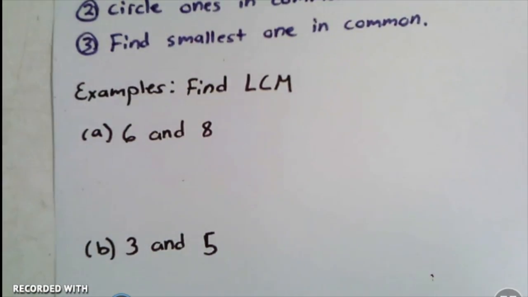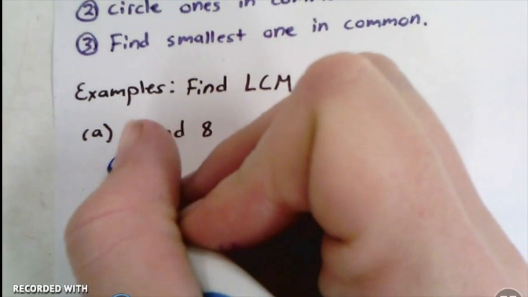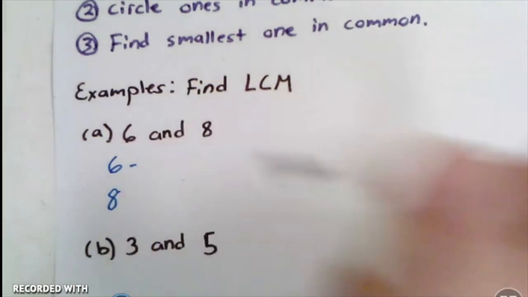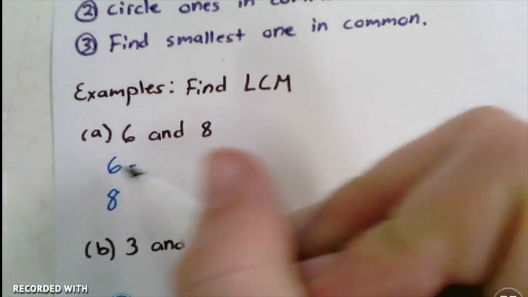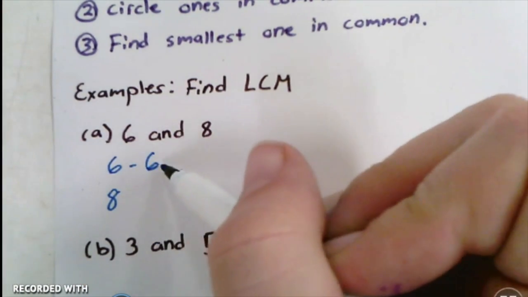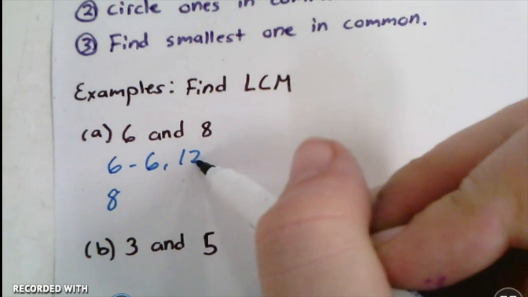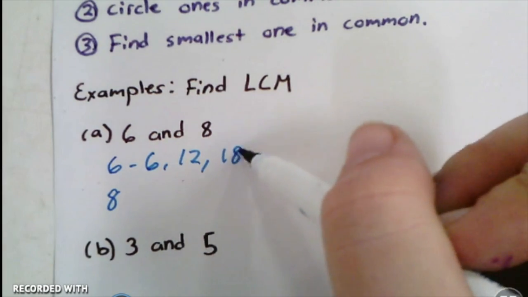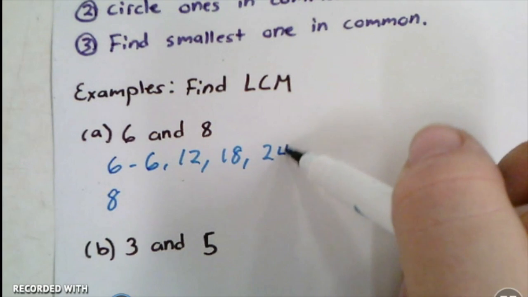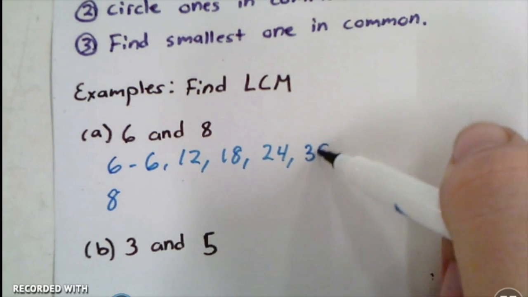So here are our examples. Find the LCM. This is a really, really short lesson. 6 and 8. I'm going to write them this way, and then I'm just going to write all their multiples. So 6 times 1 is 6. 6 times 2 is 12. 6 times 3 is 18. 6 times 4 is 24. 6 times 5 is 30.